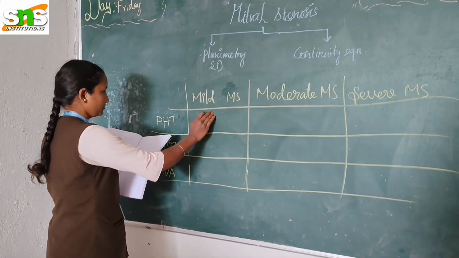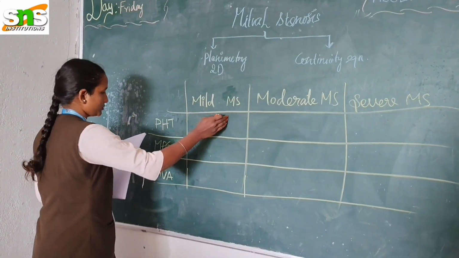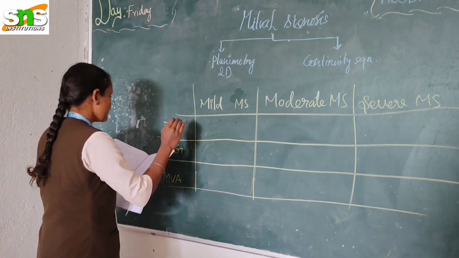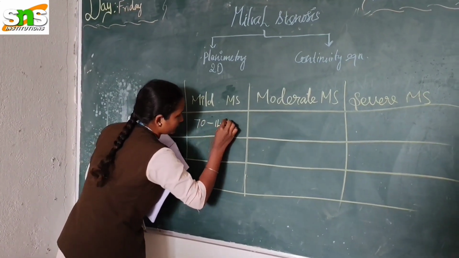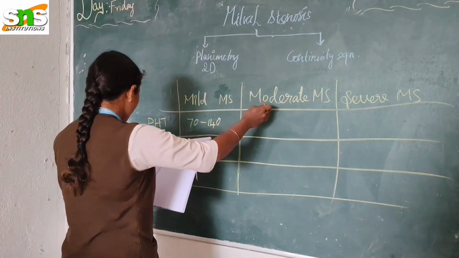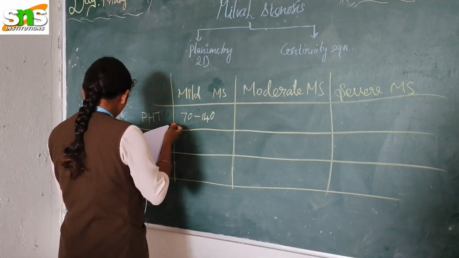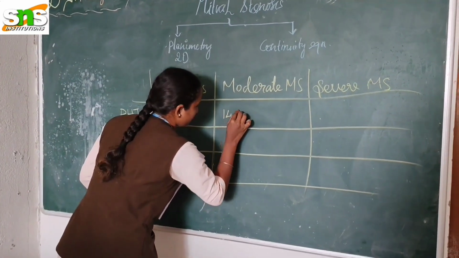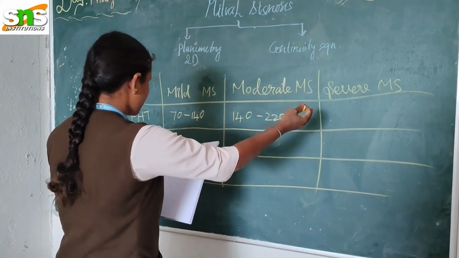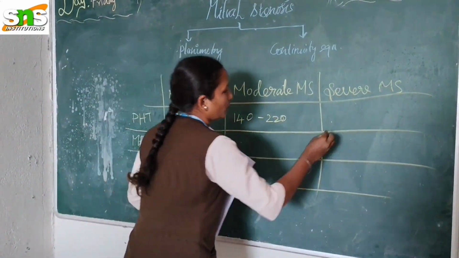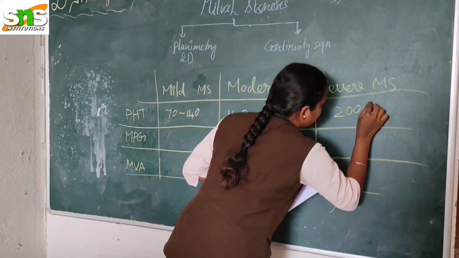In mild mitral stenosis, the pressure half time ranges about 70 to 140 mmHg. In moderate mitral stenosis, the pressure half time ranges about 140 to 220 mmHg. In severe mitral stenosis, the pressure half time will be greater than 220.